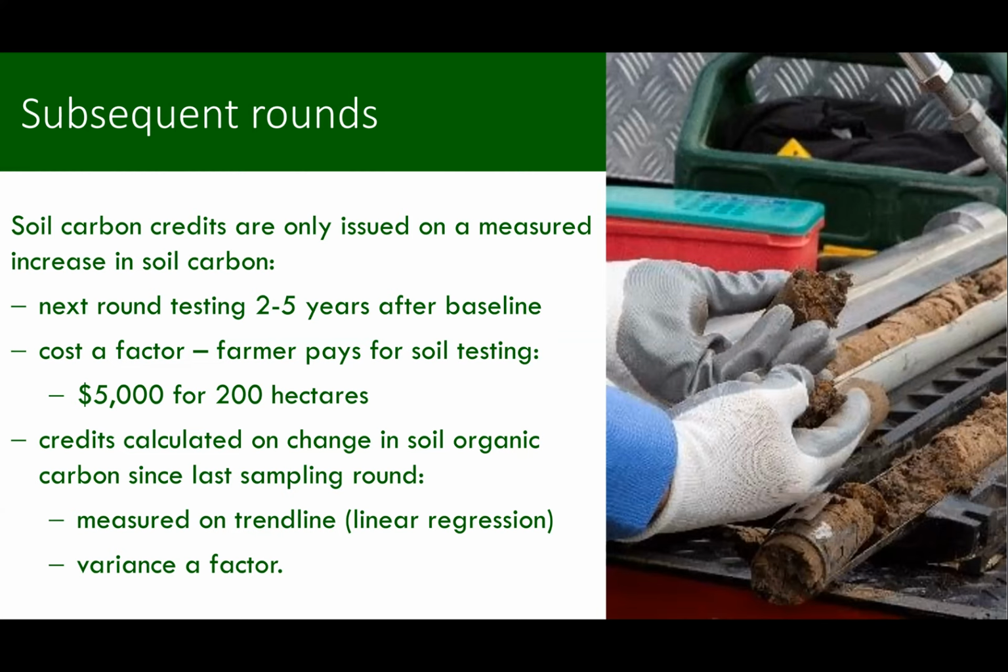Variance is also a factor. So it's the strength of your trend line that you can fit. So obviously if you've got a sampling protocol or plan which has a lot of variance, say in terms of grouping very different soils together, that will impact the amount of carbon that you're able to measure.